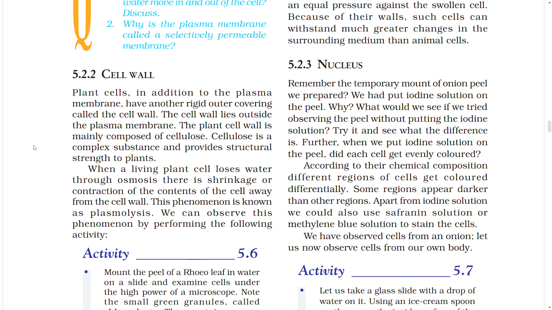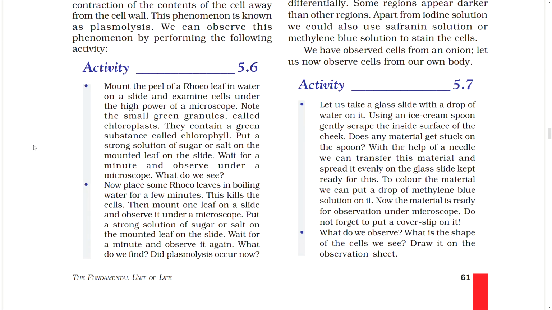Activity 5.6. Do this. Mount the peel of a Rhoeo leaf in water on a slide and examine cells under the high power of a microscope. Note the small green granules called chloroplasts. They contain a green substance called chlorophyll. Put a strong solution of sugar or salt on the mounted leaf on the slide. Wait for a minute and observe under a microscope.